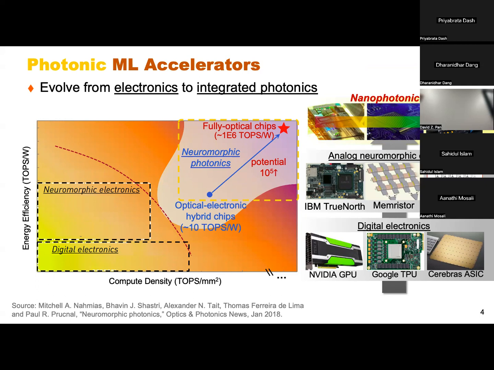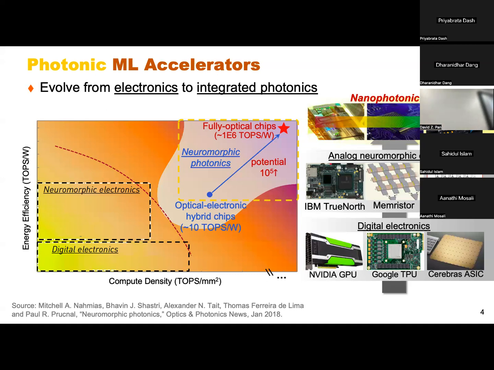AI accelerators. However, there are also optical and electrical hybrid chips nowadays, and quite a few startups. Even Google, in their newest TPU, has announced they're using photonics for high-bandwidth interconnects. But ultimately, if you want to push further, a fully optical chip is of course the dream, because then you can get order-of-magnitude gains in energy efficiency and compute density. But we are still very, very far from there.